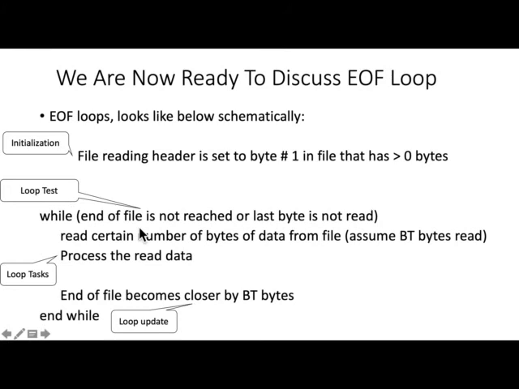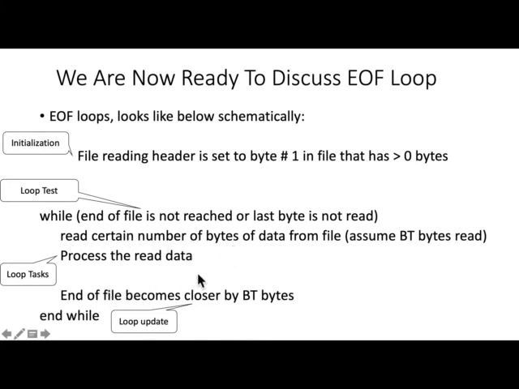The loop test is that end of the file is not reached, or another way of saying that is the last byte is not read yet. If that's true, I'm going to enter the loop. I'll read a certain number of bytes of data. Again, assume BT bytes were read. I'll process the data. These 2 are the loop tasks.